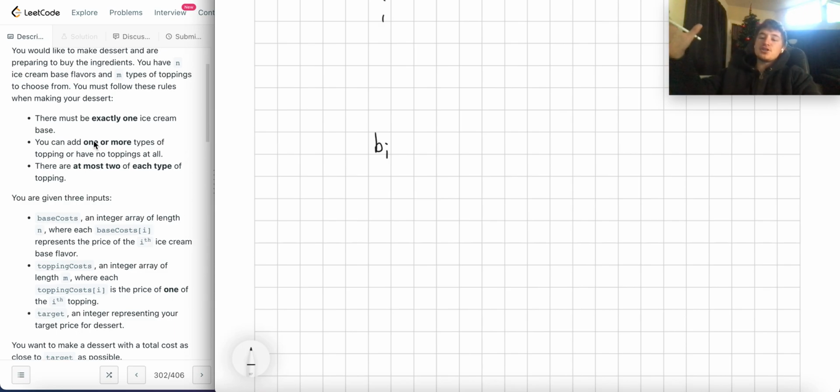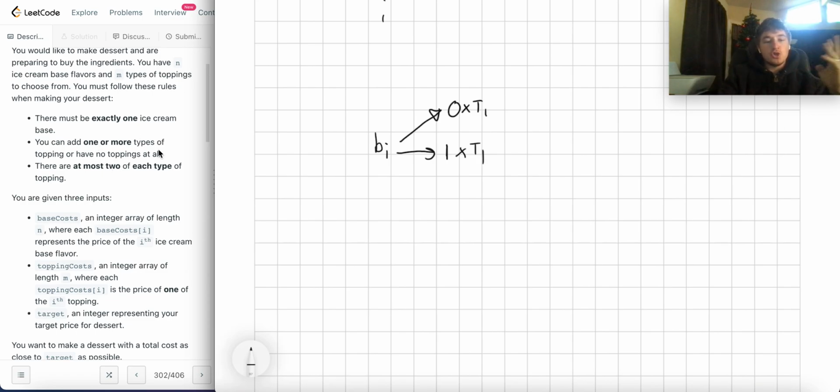Now, I have to look at each topping and make a decision about if I'm going to use it or not, right? So if I look at the first topping, right, either I use the topping, or I don't have to choose the topping, right? So I could do 0 of the first topping, I always have that choice. I could also do 1 of the first topping, right? But I can only do at most 2 of each type of topping. Or I could do 2 of the first topping, right? Those are my choices, right? I can choose 0 of the first topping, I could choose 1 of the first topping, or I could choose 2 of the first topping.